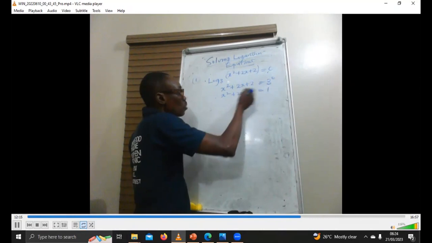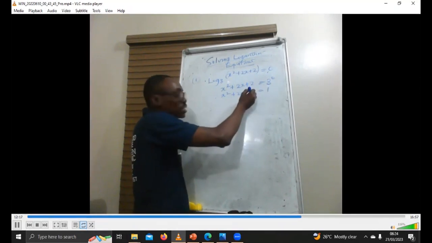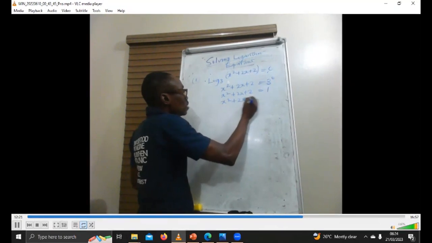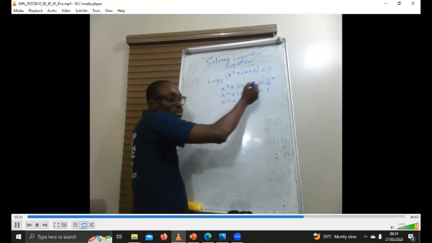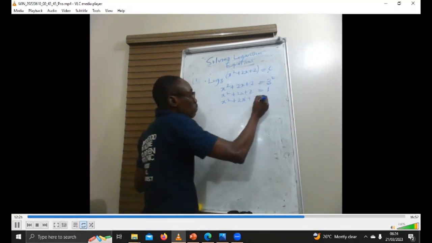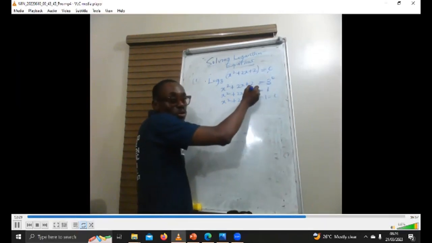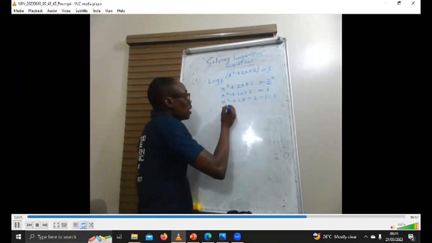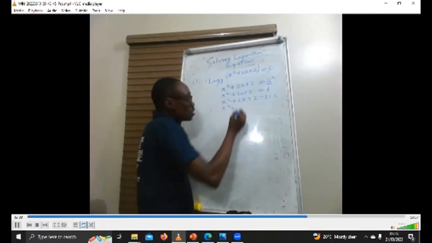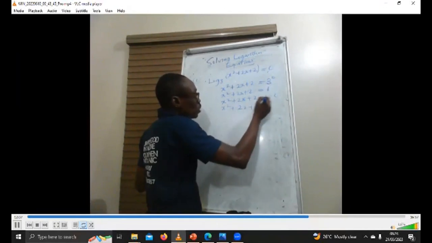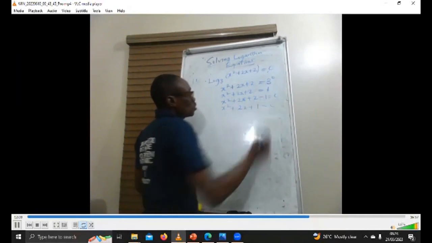So you bring the 1 to the left hand side. So you have x squared plus 2x plus 2. When it comes here, it becomes minus 1. It's a plus here, that's why it's becoming minus 1 here. So you have x squared plus 2x plus 2 minus 1 is plus 1 equals 0.